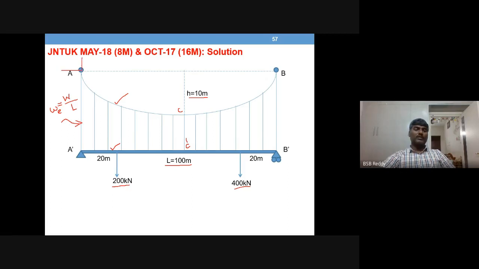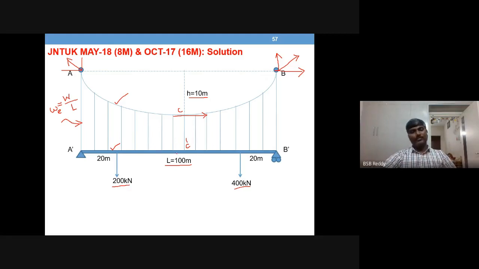and solve for horizontal reaction, vertical reaction, as well as the maximum tension. Same here, horizontal reaction, vertical reaction, as well as the maximum tensile force. And minimum tensile force will always be at the maximum sag point or dip point. So that is about the cable solution.